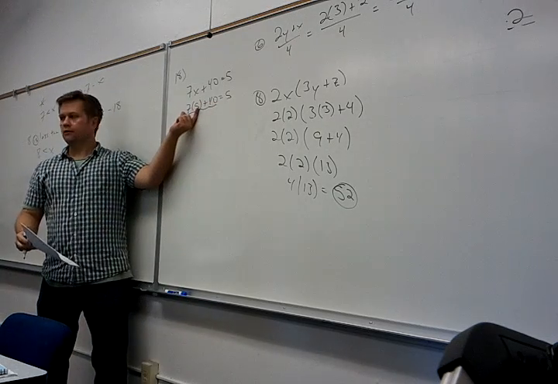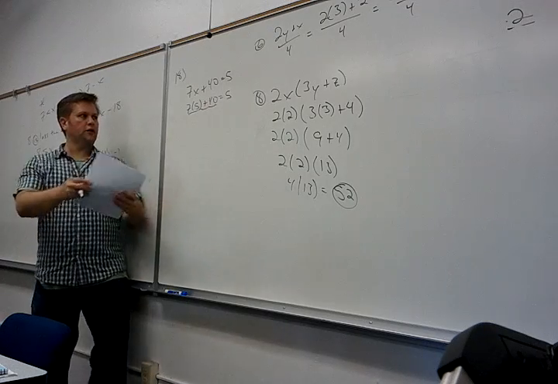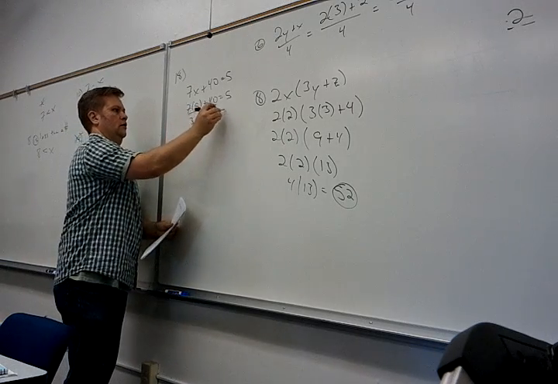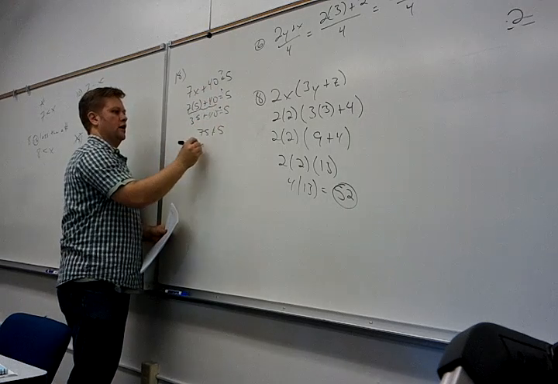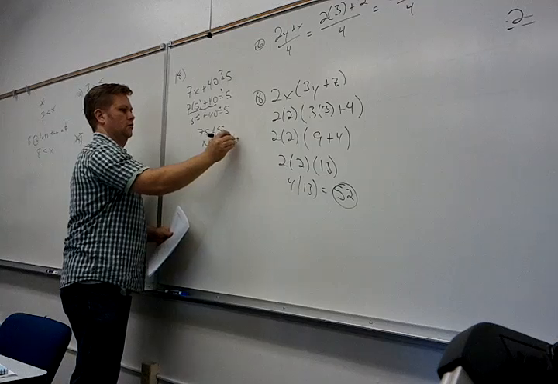Sure enough, you get 35 and 40. So 75 does not equal 5, not a solution.